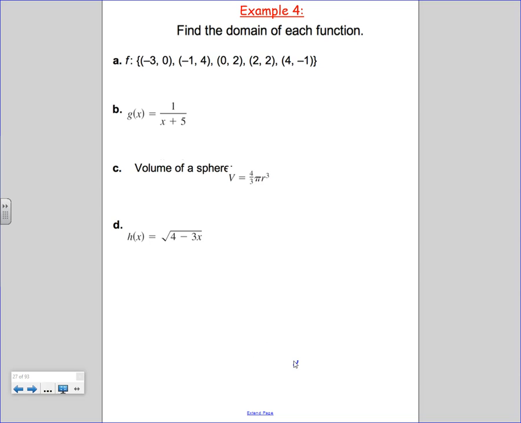Let me turn off the light for a second. My contrast on my projector is kind of funny today. My suspicions are it's the computer, so things are a little bit light.